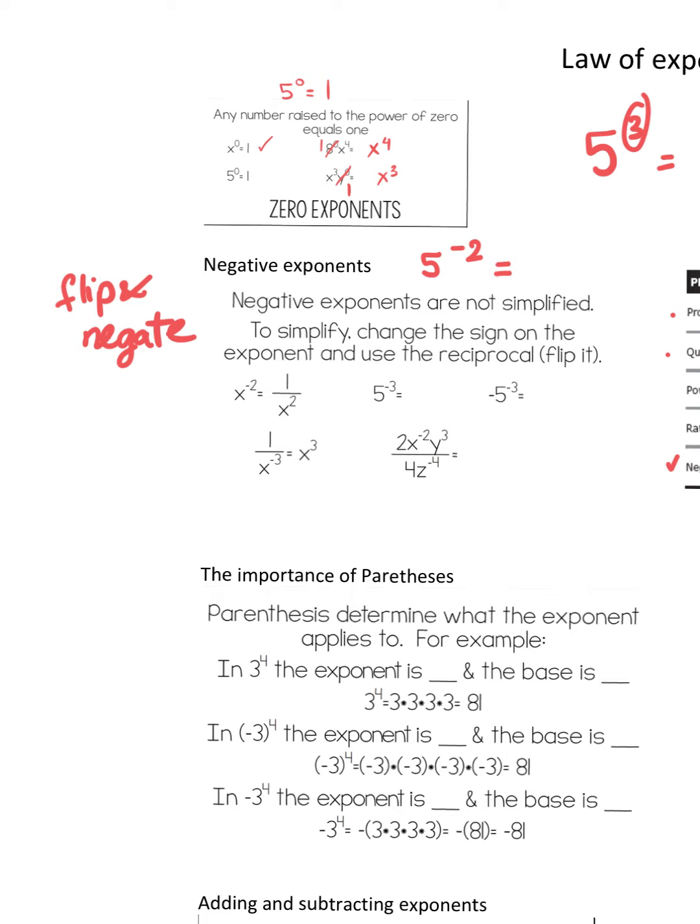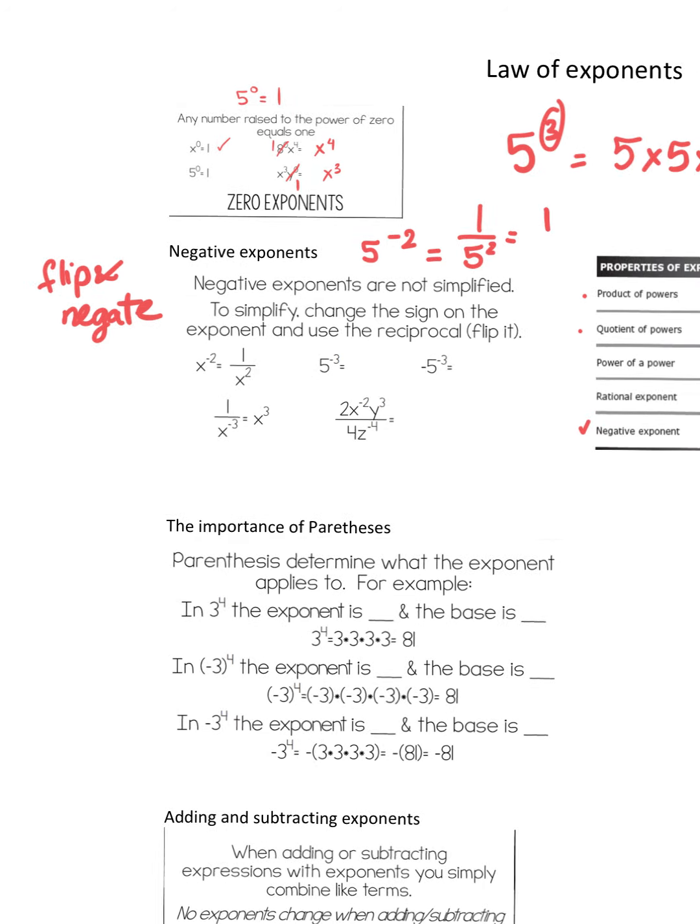So let's say 5 raised to the power of negative 2. We're going to flip it. So we're going to have 1 over 5. And we negate. So negative 2 will become positive 2. Okay? And then we simplify them. So 1 over 5 raised to the power of 2, or 5 squared, which is 25. So that is your answer. So we flip and negate.